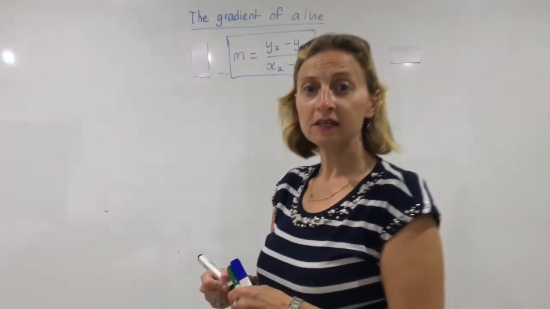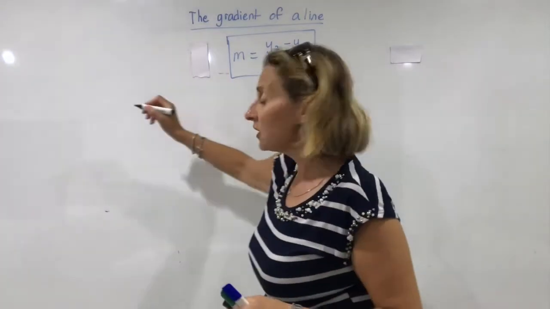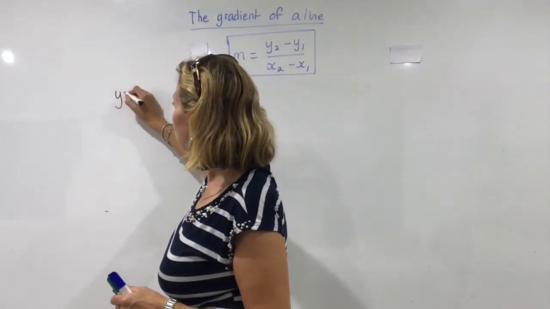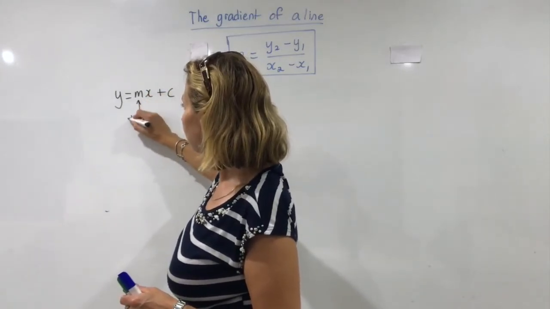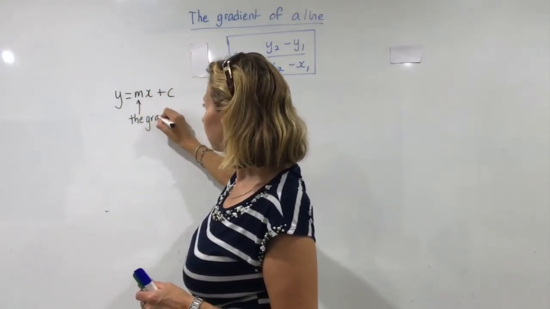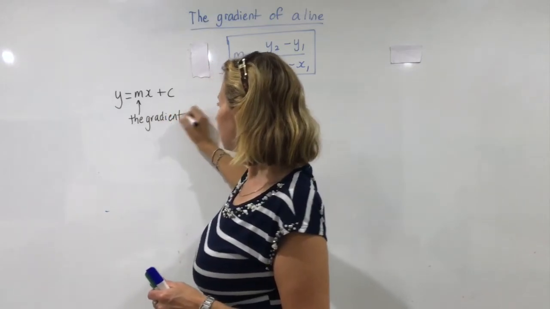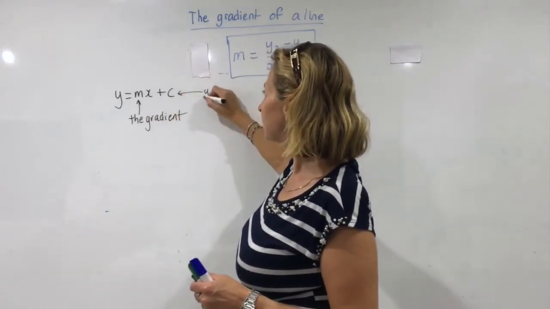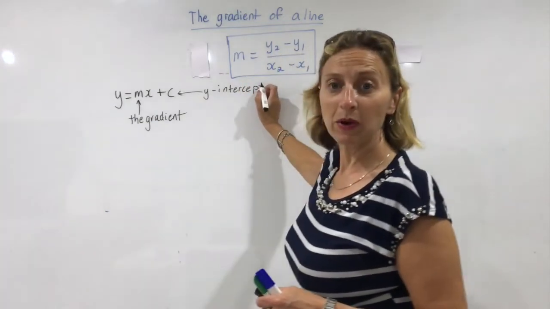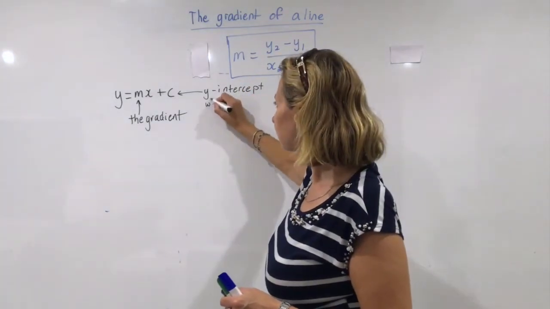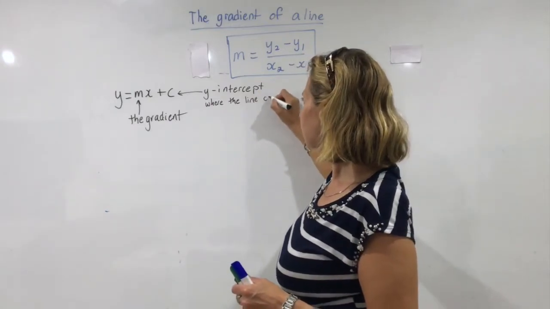The next part of coordinate geometry is the gradient of a line. Now you know from year 7 and 8 that the equation of a line is usually given in the form y equals mx plus c, where m is the gradient and the plus c is the y-intercept. That means where the line cuts the y-axis.